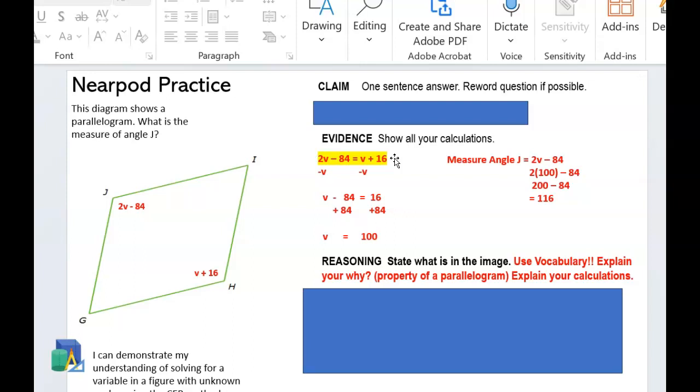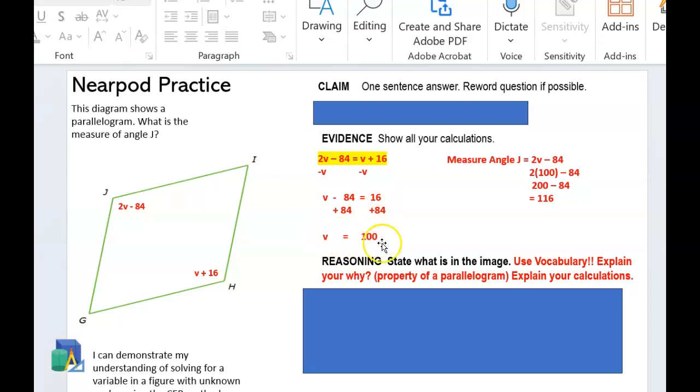Once I'm done there, I have to solve. And so I've subtracted V from both sides. That gives me V minus 84 is equal to 16. Now I want to add 84 to both sides because it's subtracted on this side. Remember, you have to do the opposite to get rid of it. And so if I add 84 over here, 84 minus 84 is 0, it's gone. And then 16 plus 84 is 100.